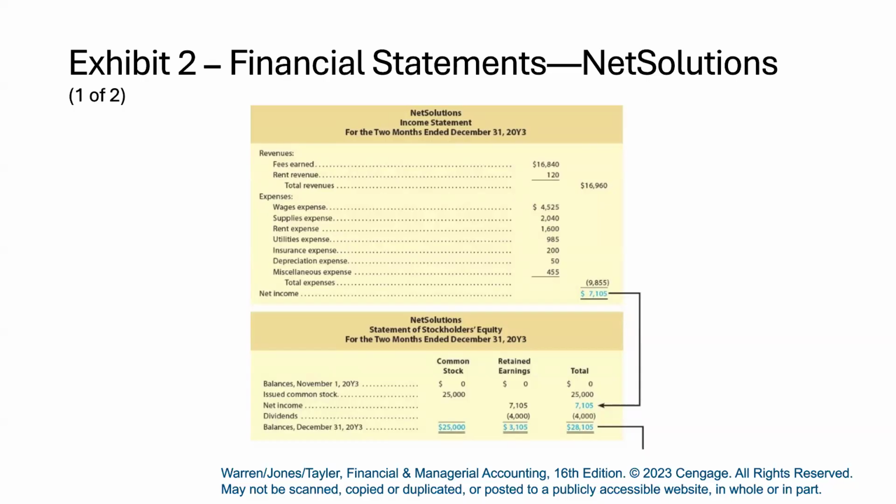Another way of thinking about what stockholders' equity is, that's the amount of the business that belongs to the owners as opposed to belonging to a lender or somebody you borrowed money from. So you can say the owner's stake in the business is now 28,105. The amount they put in was 25,000. So the additional 3,105 came from what the business earned by operating. Okay, so that's a good thing to know.